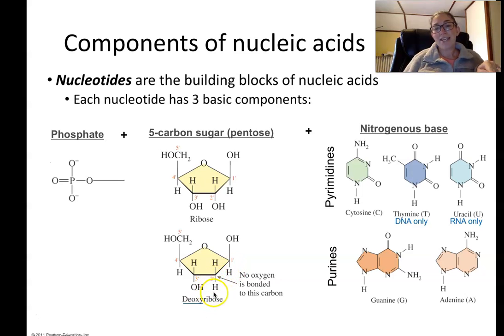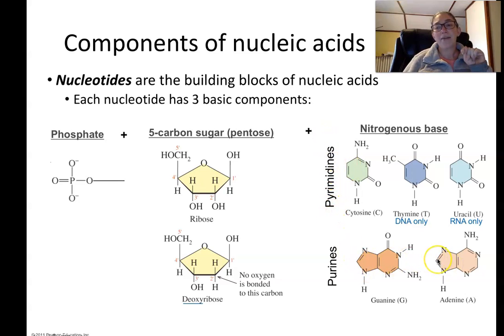Notice that the deoxyribose is missing an oxygen at carbon 2 here. That's why it's called deoxyribose. And then one of these nitrogenous bases. Notice that the 3 on top all have a single ring structure, and they're known as the pyrimidines.